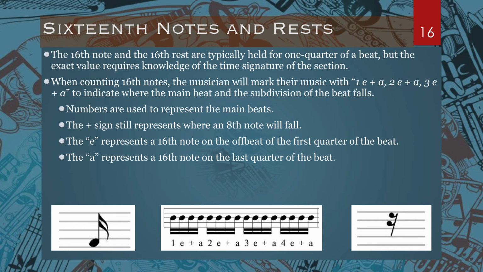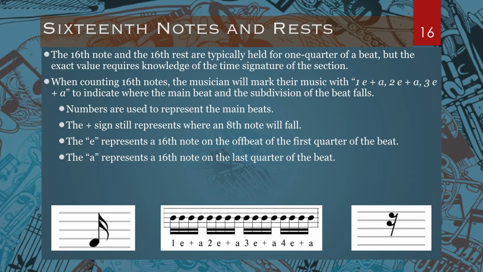When you're counting 16th notes, the musician will mark their music with 1 E and A, 2 E and A, 3 E and A, 4 E and A. You can see that in the example below. So what this means is anytime you have a 16th note that comes right after the beat, you'll use the E symbol. If it comes in the middle of the beat, where the eighth note would fall, then you use a plus sign, so you use the word and. If it falls on the very end of the beat, if it's the last 16th note of the beat, then it's a.